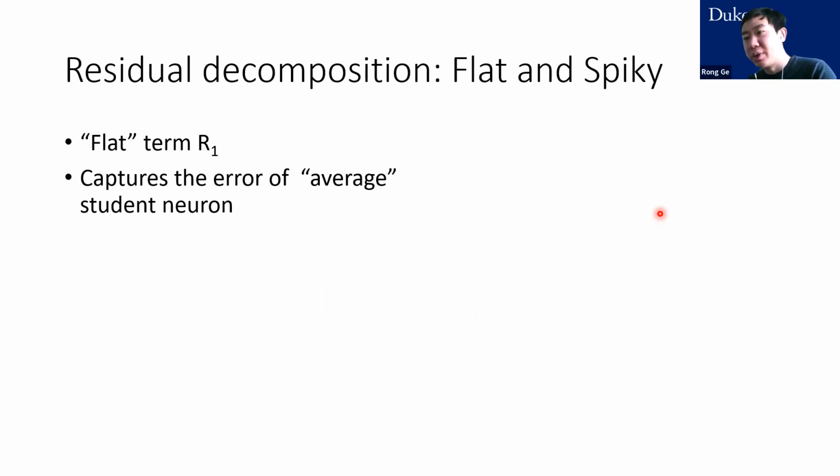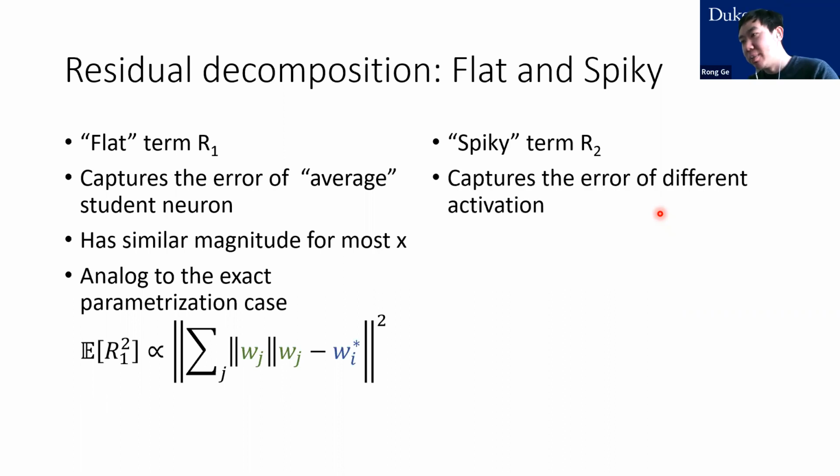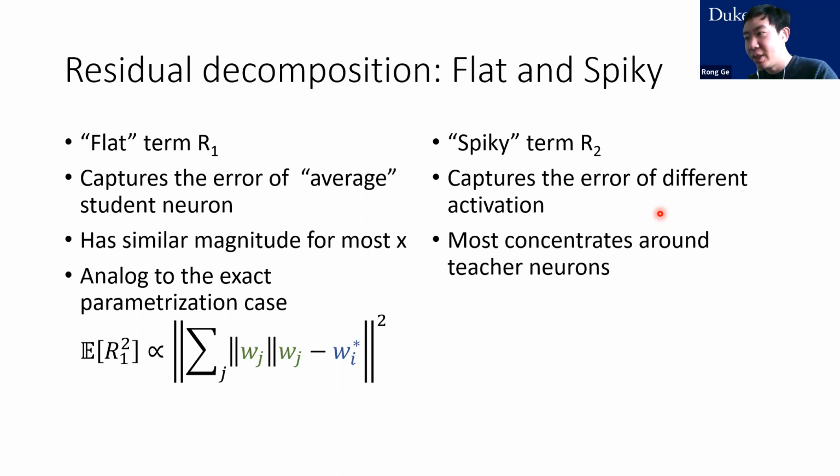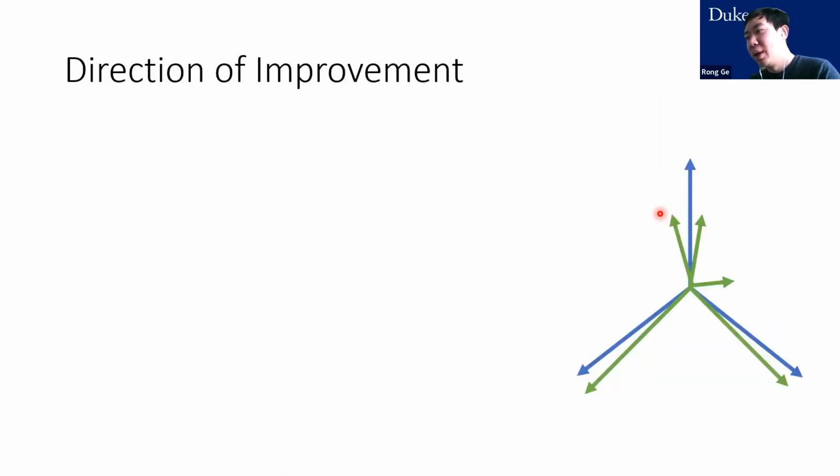And how many average student neurons are there? Well, there's only one average student neuron per group, and there are exactly the same number of groups as the number of teacher neurons. So in some sense, the average neuron is very similar to the exact parameterization case, and we can use a Hessian analysis for the average neuron. But the spiky term captures the error of different activation, and it mostly concentrates around teacher neurons. This is the problem that can be of lower order, and the main thing in our result is that we need new ideas to understand the spiky terms. And we can deal with the flat terms, the average neurons, in the same way as we handle the exact parameterization case. I won't have time to go much further into the detailed proof.